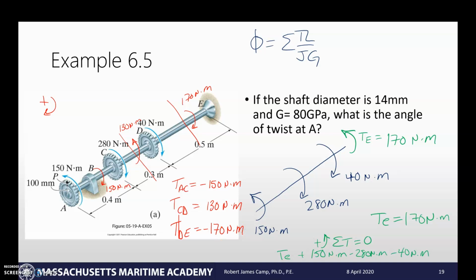We would have gotten the exact same thing if I had started going the other way. If I started working from this end and made my cut here, 170 newton meters in the positive direction would have to be opposed by 170 newton meters in the negative direction, all the way down the line. Okay, so now we have our torques.